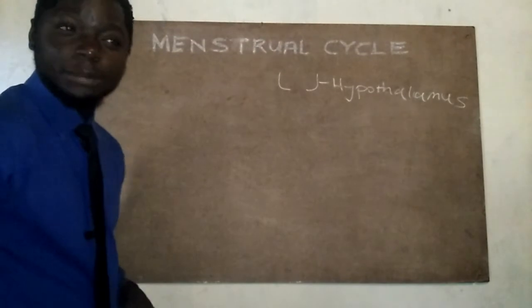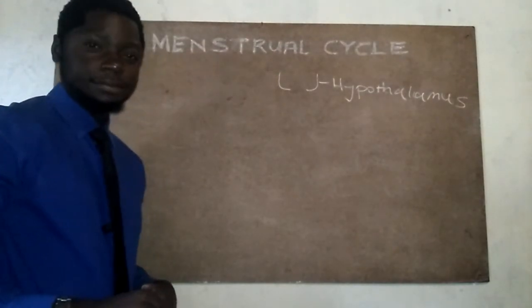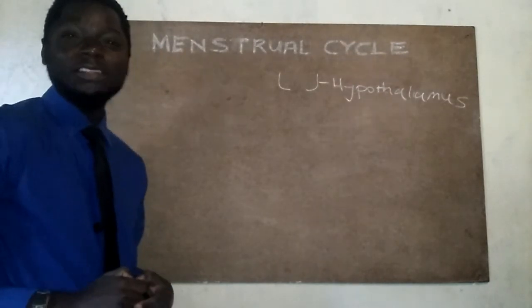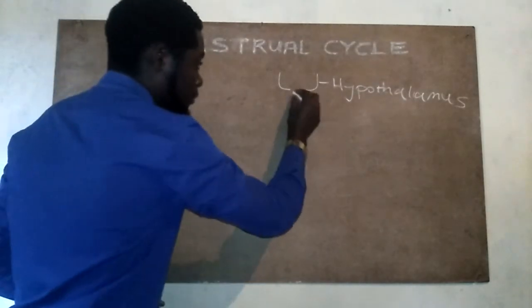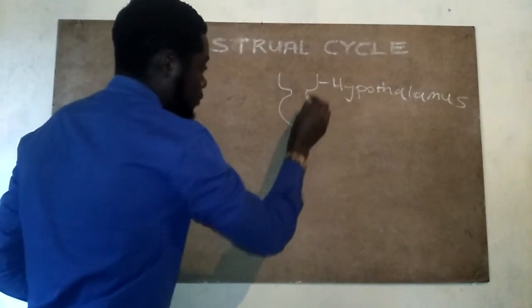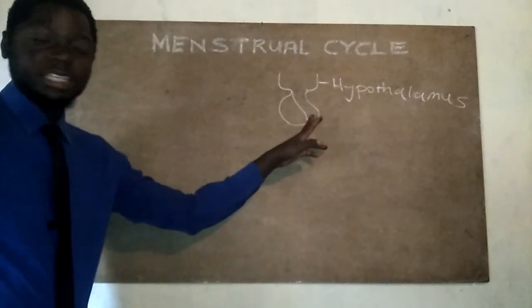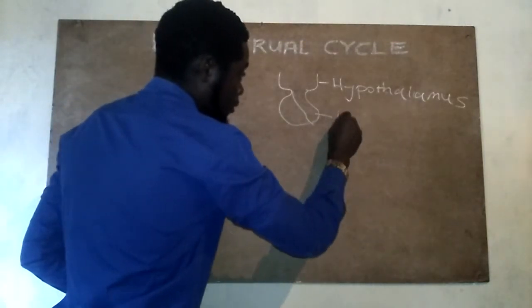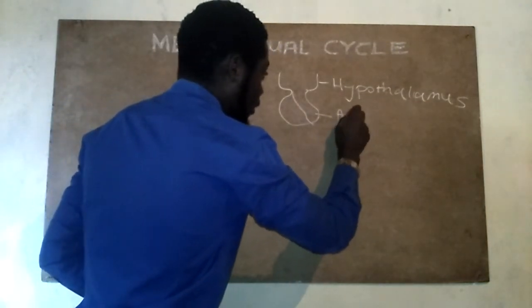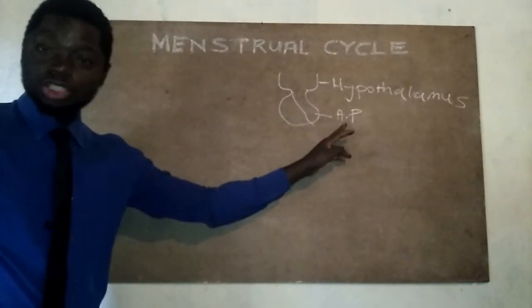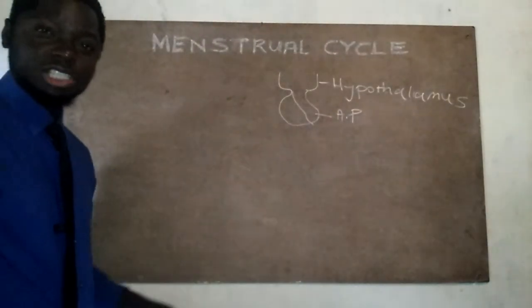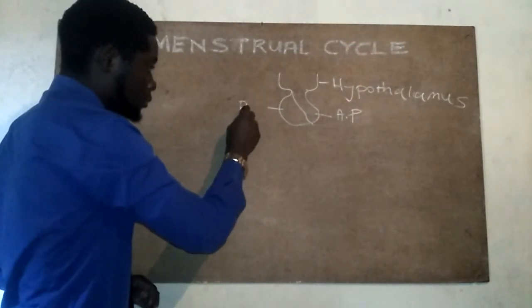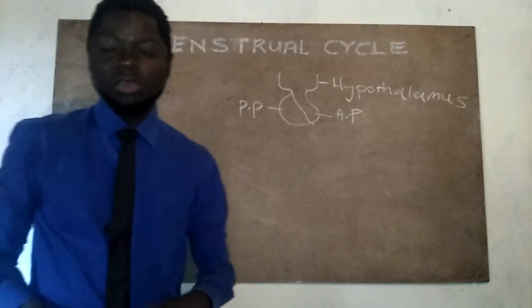And below the hypothalamus, we have the pituitary gland. The pituitary gland is divided into 2 lobes: the posterior lobe and the anterior lobe. So this bit here will be the anterior pituitary, and this bit here is the posterior pituitary gland. We'll name it the PP, the posterior pituitary gland.